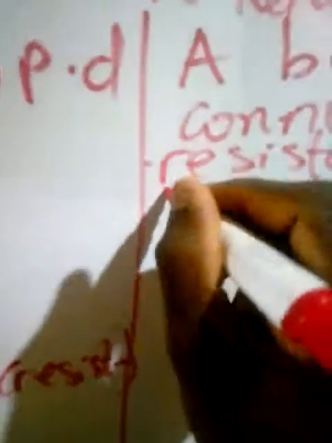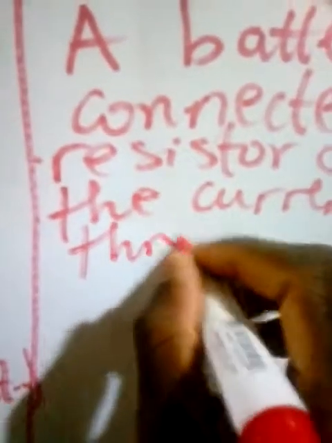So assuming I have a battery of 3 volts connected to a resistor, let's say a resistor of 10 ohms. I'm asked to find the current flowing through the resistor.